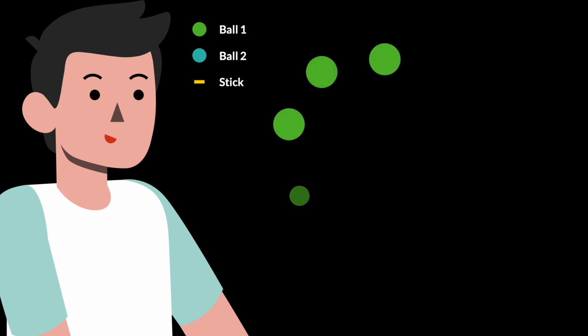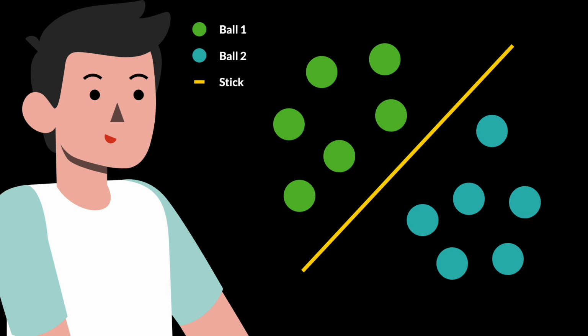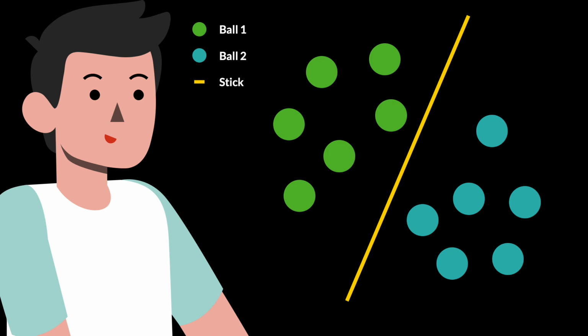Let's suppose your friend places a set of two balls and a stick on the table. He asks you to separate the two sets using the stick. The first solution seems to be quite straightforward, where you will place the stick somewhere in between them, and it could be done in various ways.